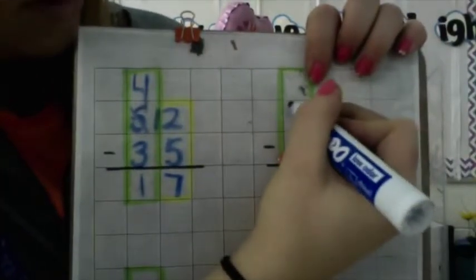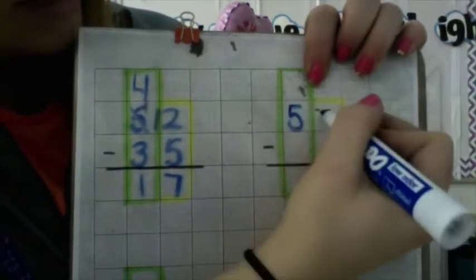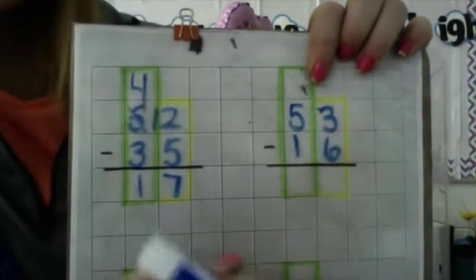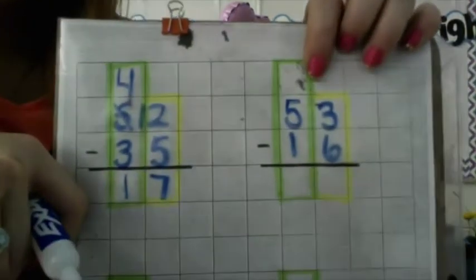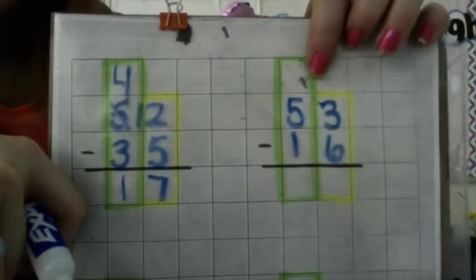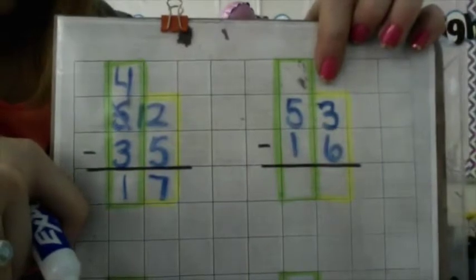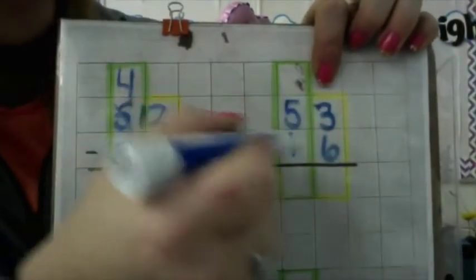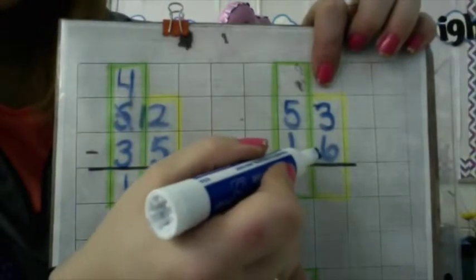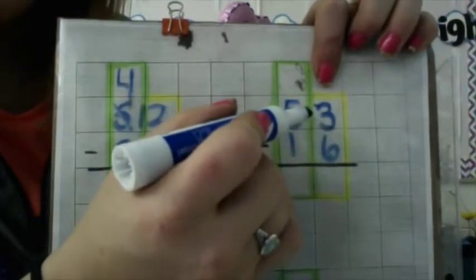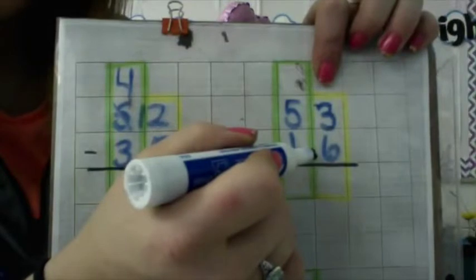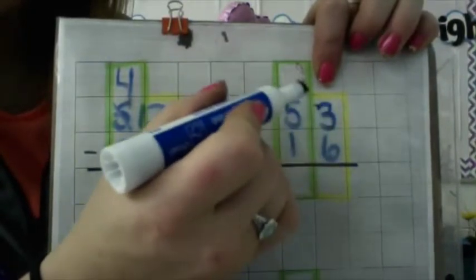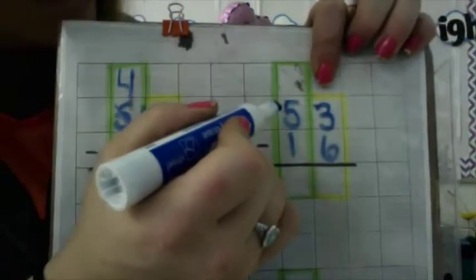Let's do 53 minus 16. Let's start in our ones. In our ones, we've got 3 take away 6. Where is there more? Is there more on the top or more on the floor? More on the floor. When there's more on the floor, we've got to go next door and take 10 more.